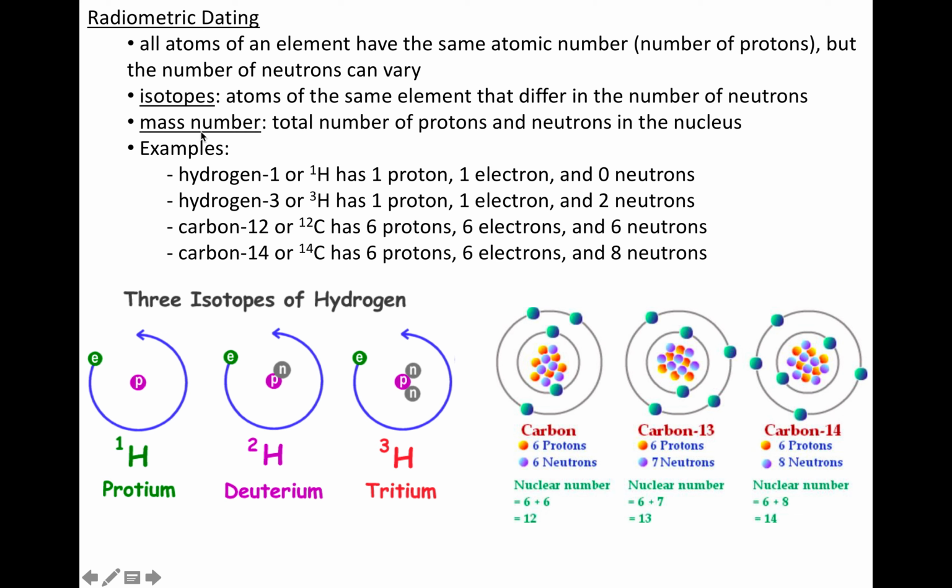The mass number is this number. Hydrogen 1, that's the mass number. Hydrogen 2, that 2 is the mass number. Hydrogen 3, that 3 is the mass number. Mass number is the protons plus the neutrons.